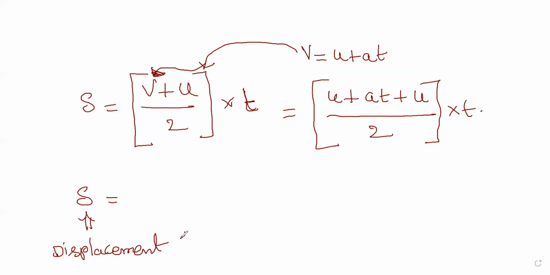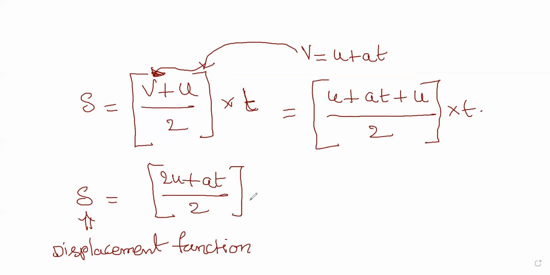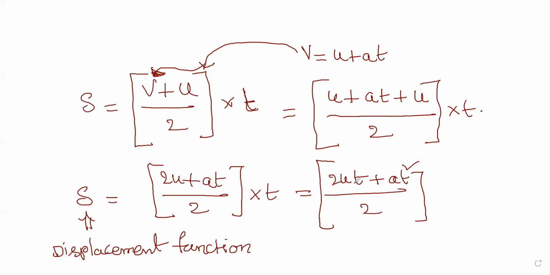Displacement function. So this displacement function is nothing but (u + u)/2, that is 2u plus at, divided by 2, multiplied by t. So I can write this further. So this t I can multiply. So I can write it as (2ut + at²)/2. So I can split it as 2ut/2 plus at²/2.